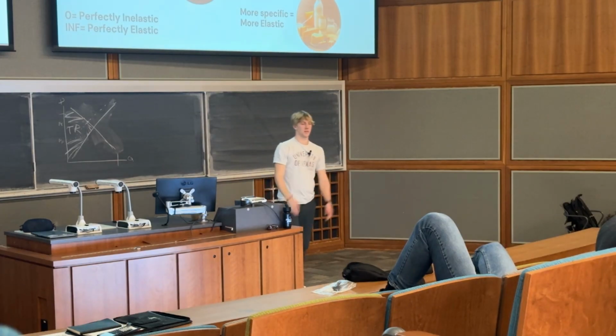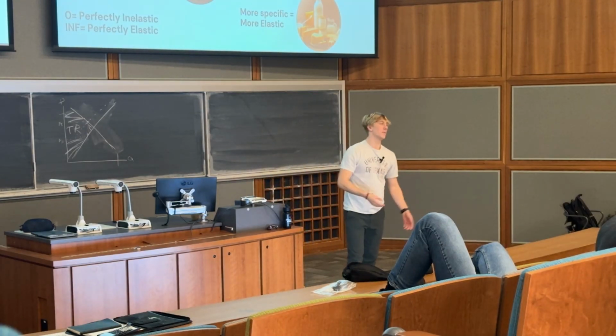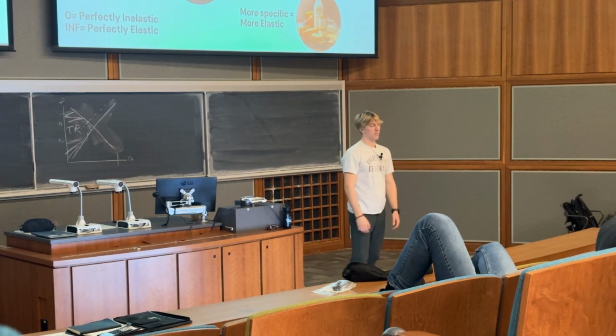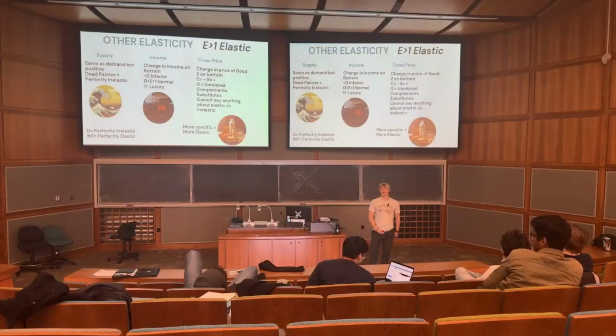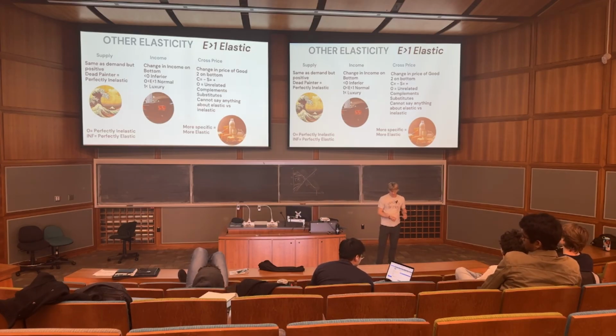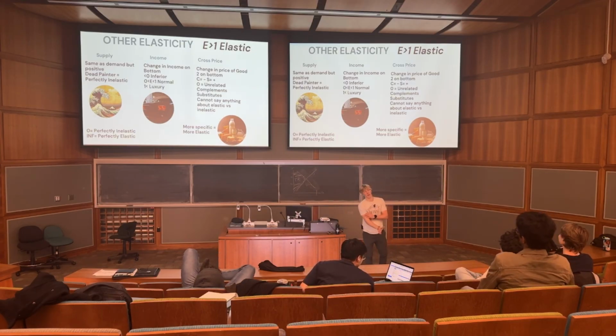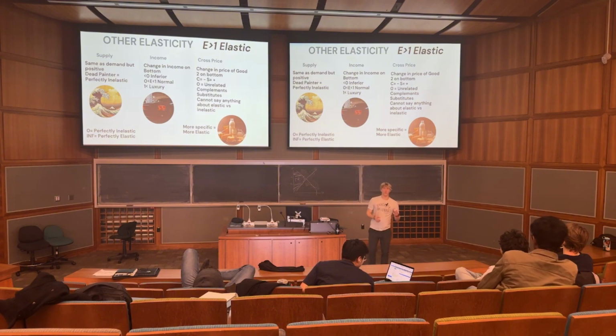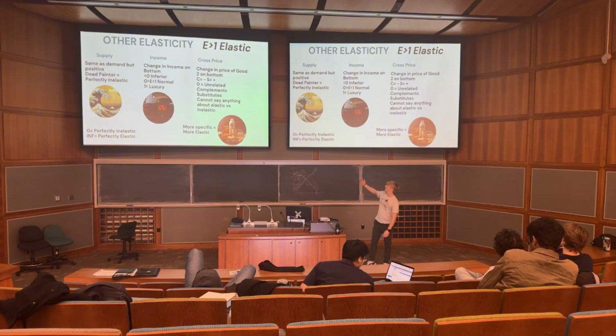There's a few other elasticities. So supply, essentially the same as demand, but positive. If you have a dead painter, that's perfectly inelastic because you can't get any more no matter how much the price goes up. And then income, all you have to do is just make the percentage change in income on the bottom. And if the elasticity is less than 0, it's inferior. It's between 0 and 1, it's a normal good. And if it's greater than 1, it's a luxury. Basically it. And lastly is cross price elasticity.